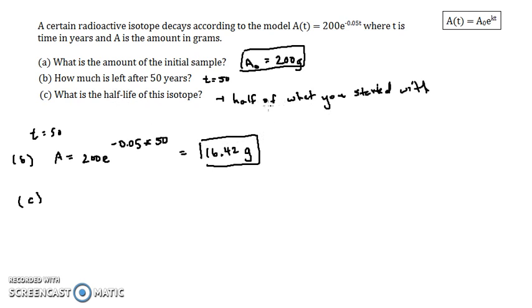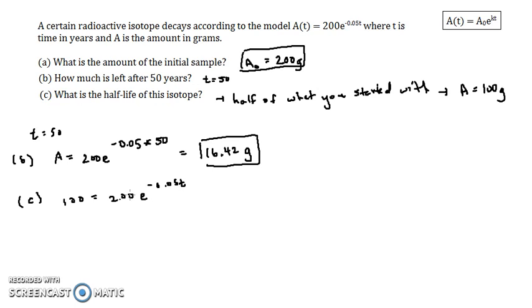Okay, so if we're looking for half of what we started with, that means we need to know what we started with. We started with 200 grams, so we are looking for 100 grams, half of what we started with. So you have to know what you started with, and then you're looking for when you reach half of that. Now we know that we're looking for A equal to 100, so we put that in here, and we're looking for time. So we have 100 equals 200 e to the negative 0.05 t.